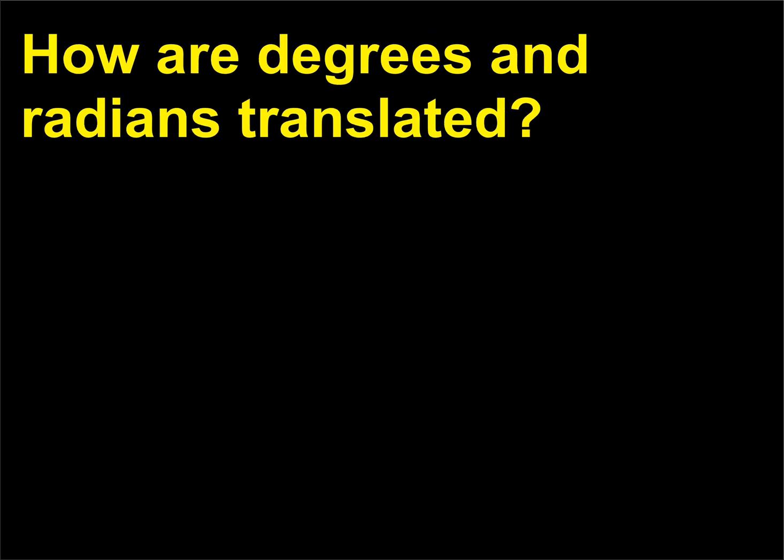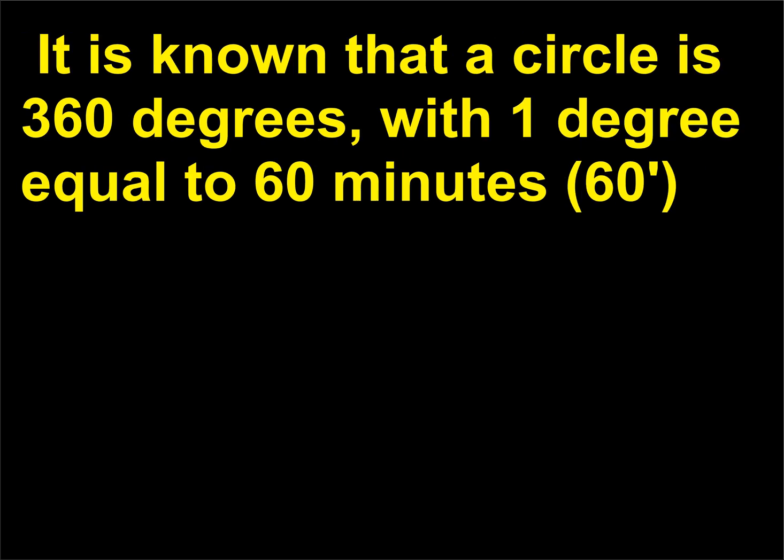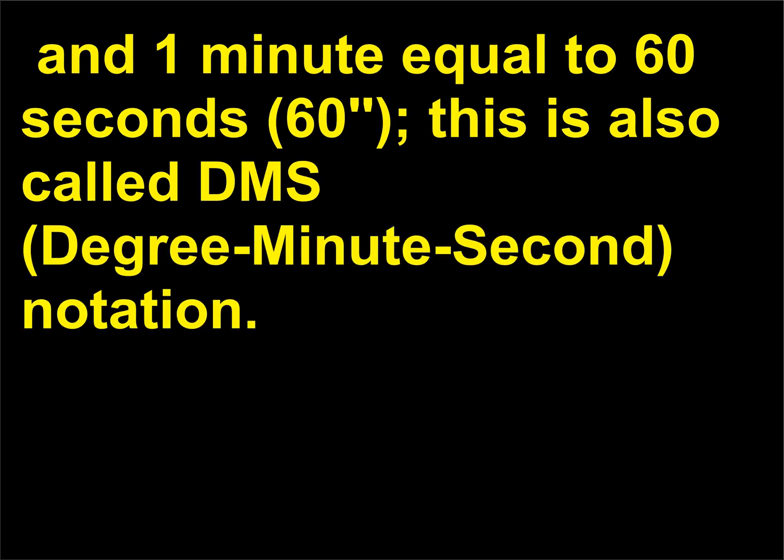How are degrees and radians translated? When measuring the number of degrees in a circle, another unit called radians is often used in trigonometry. It is known that a circle is 360 degrees, with 1 degree equal to 60 minutes, 60', and 1 minute equal to 60 seconds, 60". This is also called DMS, degree-minute-second, notation.